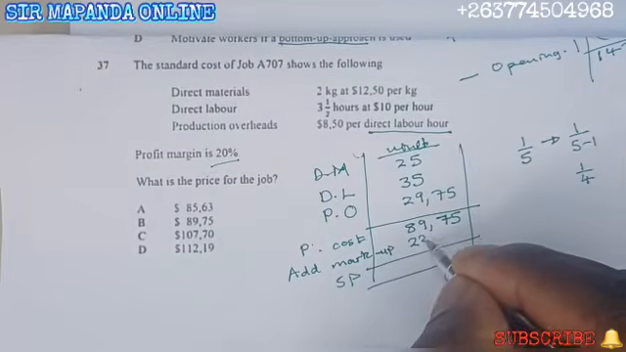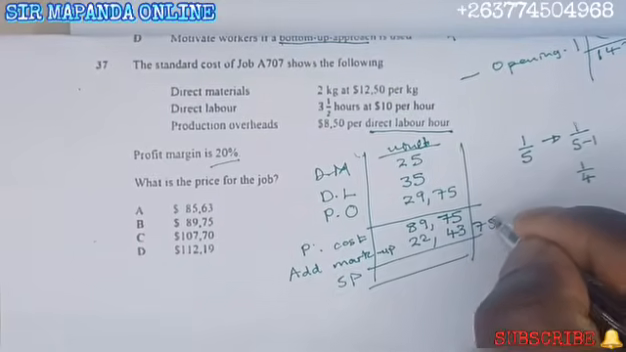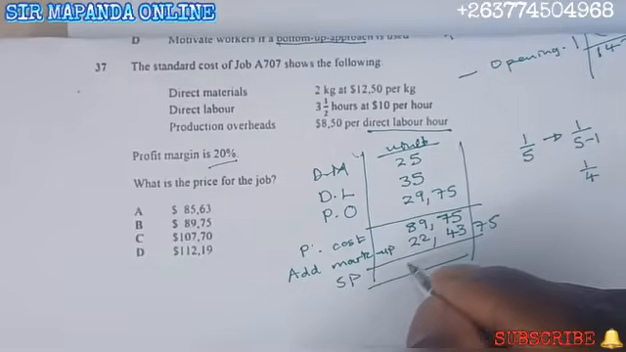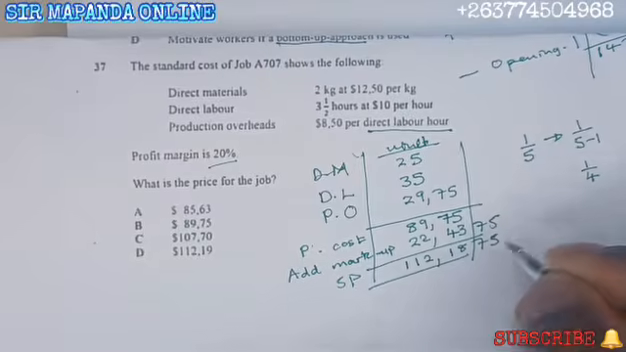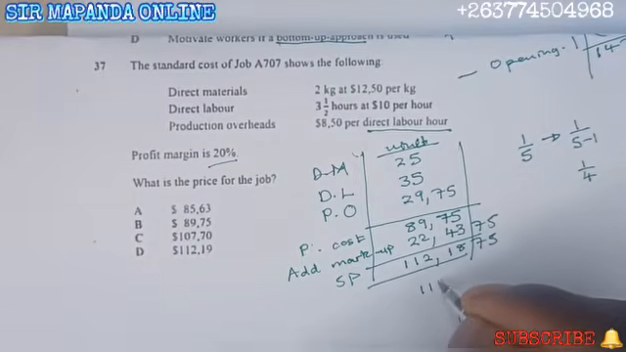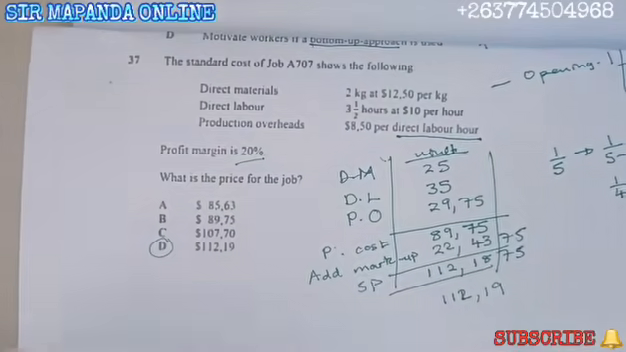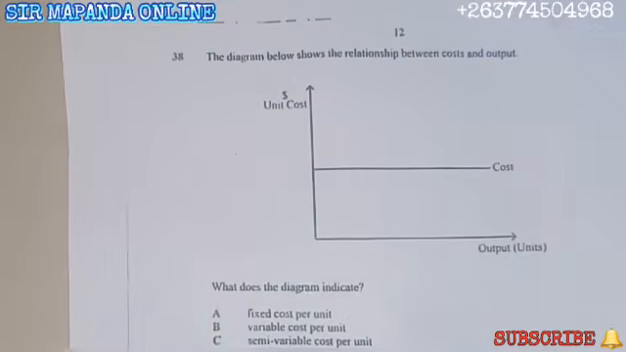You get 22.4375. Then if you add with 89.75, it gives you 112.1875. So if we round it to 2 decimal places, you get 112.19, and your answer is D. I hope you are following, class. The diagram below shows the relationship between cost and output. What does the diagram indicate?